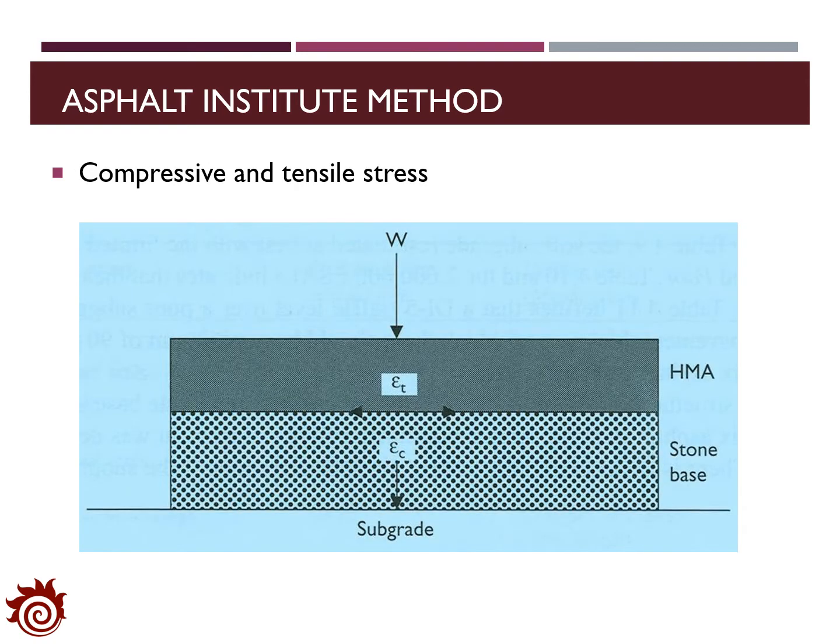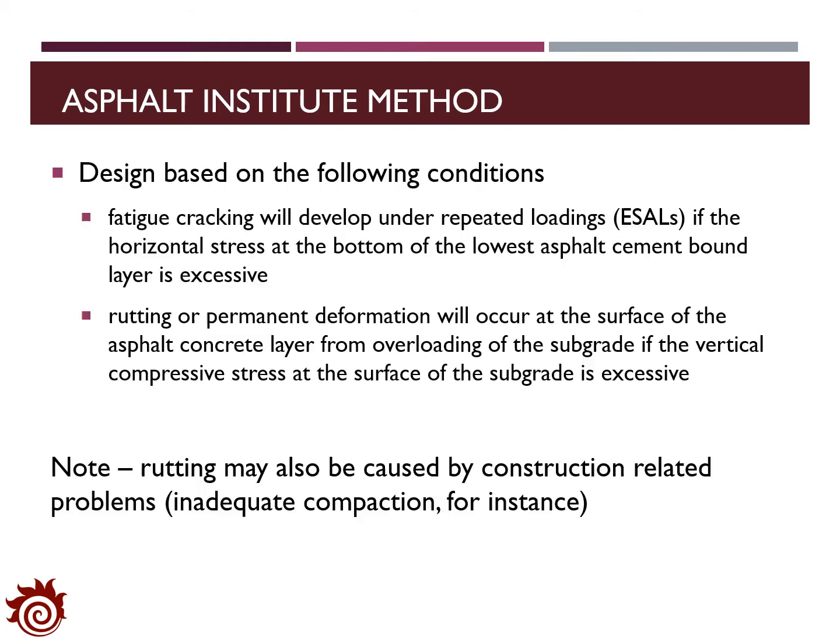Generally, in the AI method, we have to analyze the compressive stress applied at the intersection between the pavement structure and the subgrade. Also, we are interested in the tensile stress applied at the bottom of the asphalt layer. Compared with the MTO routine method, the AI method is more realistic and more accurate. In this method, the design is based on two critical conditions: fatigue cracking and rutting.